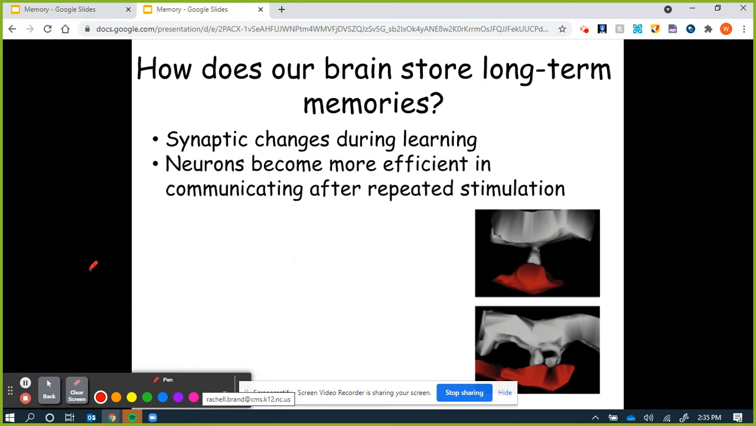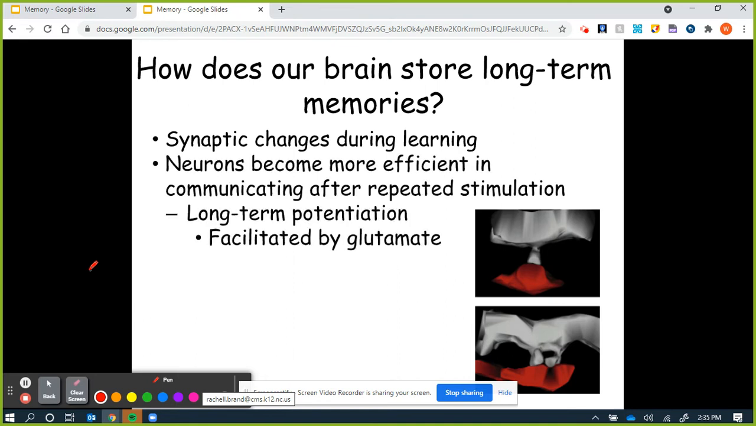Memories are due to synaptic changes during learning, what is called long-term potentiation, or LTP. The neurotransmitter glutamate plays a really big role in this. As it says on here, neurons become more efficient in communication. The more you rehearse something, the stronger.